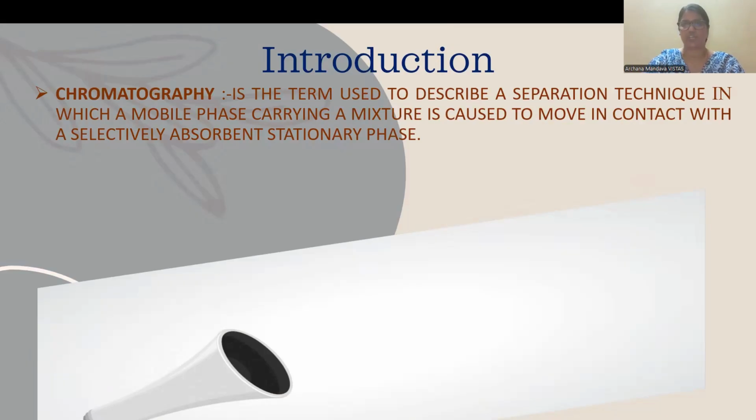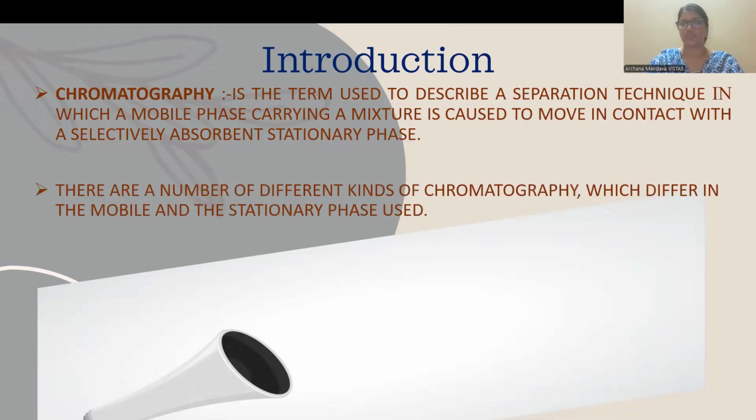Of the column chromatography. So chromatography is a separation technique in which a mobile phase is carrying a mixture and it will move in contact with a stationary phase. So mobile phase and stationary phases are very important in chromatography technique. There are a number of different types of techniques out there in which column chromatography is one of them, and all the chromatographic techniques employ both the stationary phase and mobile phase.